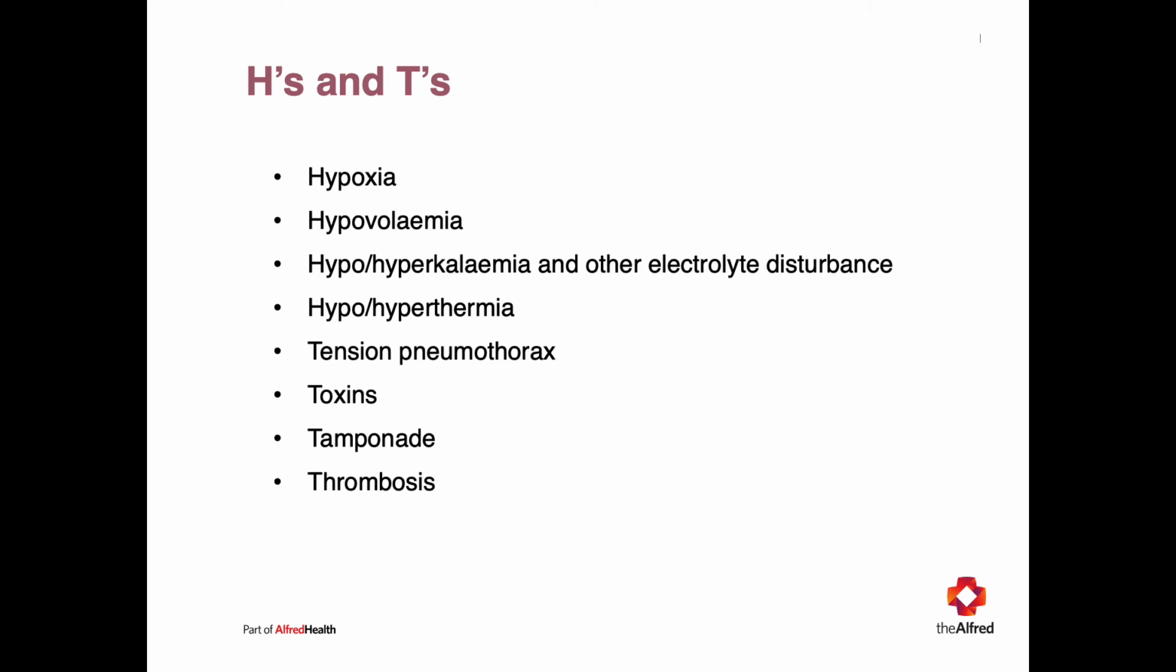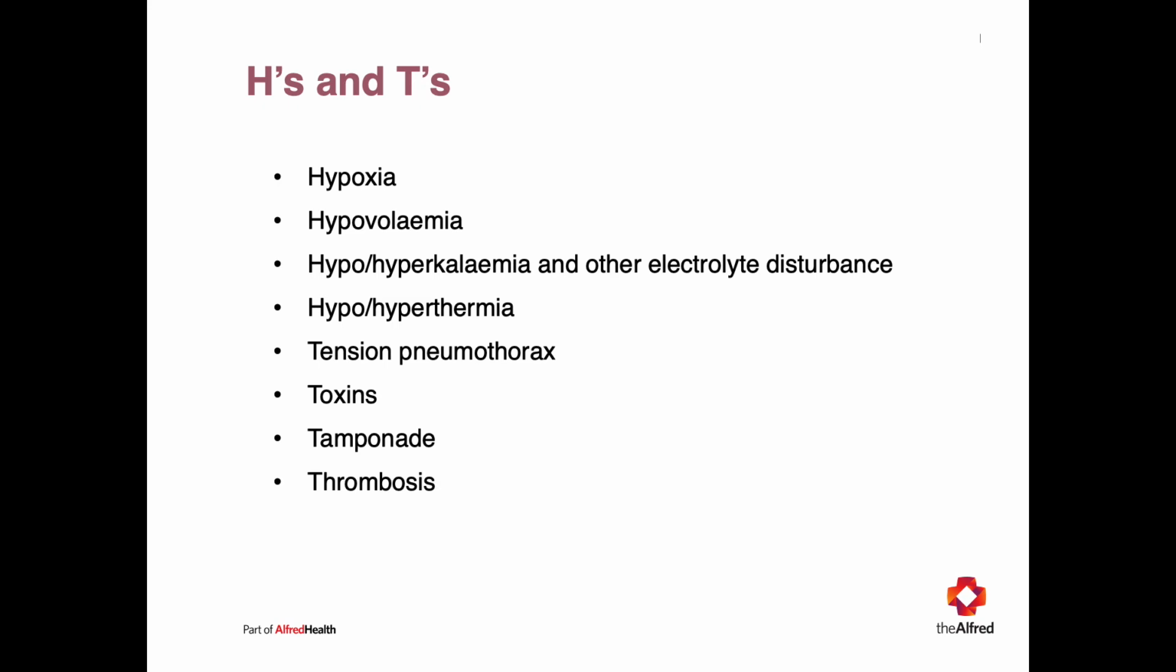The effect of toxins should be suspected in the setting of overdose, and examining the drug or anesthetic chart may assist with treatment. Tamponade will be discussed in future scenarios, and thrombosis may be myocardial or pulmonary. Fibrinolytic therapy may be utilised, and CPR should be continued for a prolonged period following fibrinolysis.